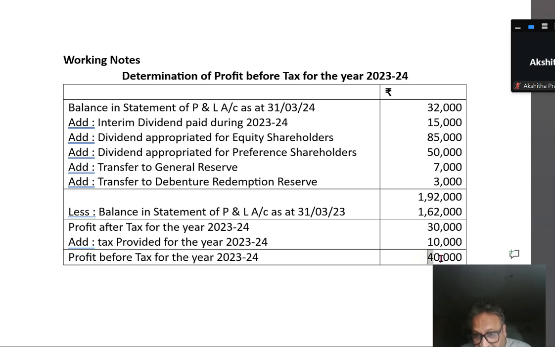And this is the item from which you will start your cash flow statement. Under cash flow from operating activities, you will write very first item, profit before tax and extraordinary items, and that is rupees 40,000.